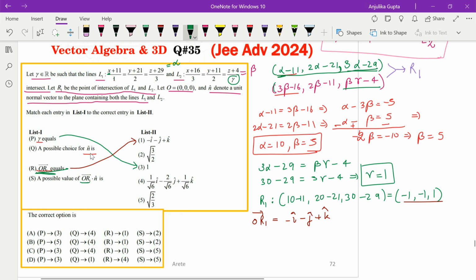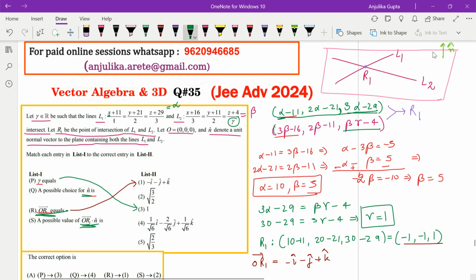The next is they're talking about n here also and here also. What is n? n is perpendicular. Okay, n is a normal vector to the plane containing the two lines. Now line 1 has direction ratios 1, 2 and 3. You know that, right? These are the direction ratios of line 1, and these are the direction ratios of line 2. So L2 has direction ratios 3, 2 and 1.